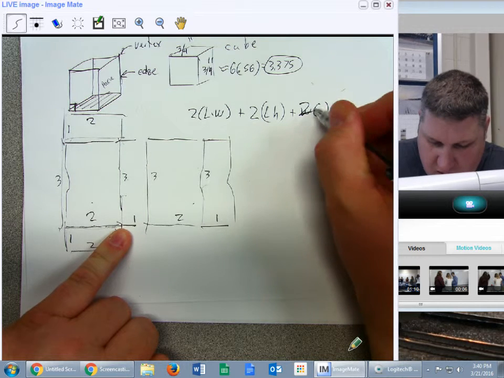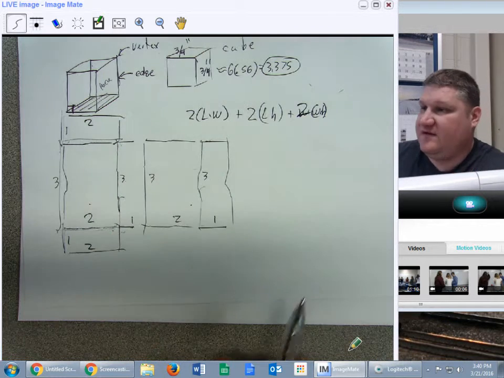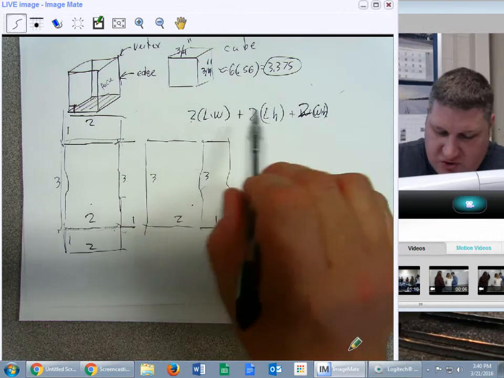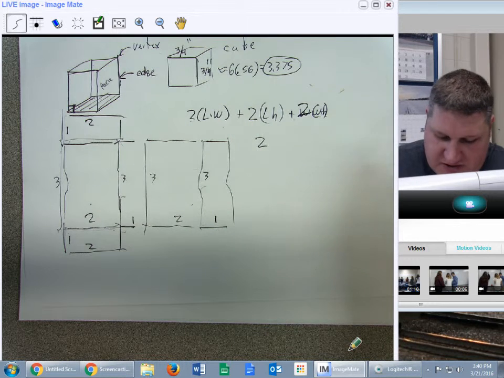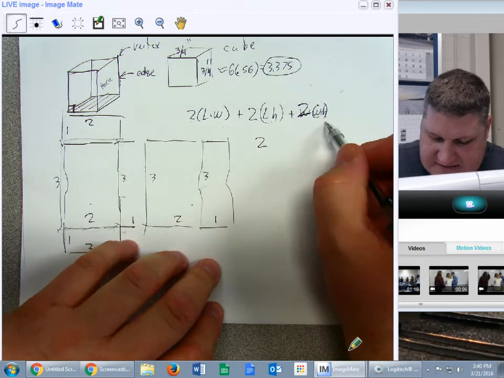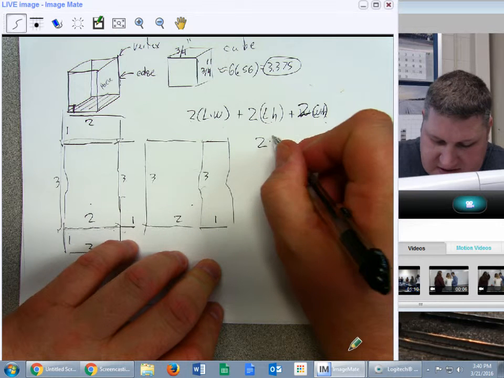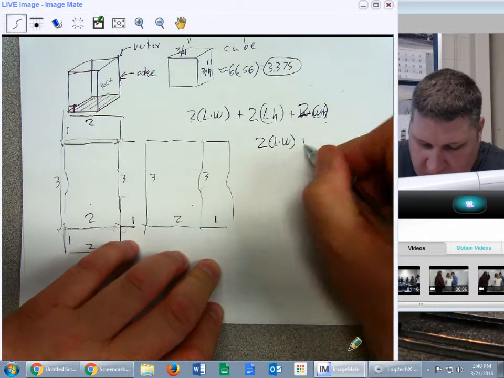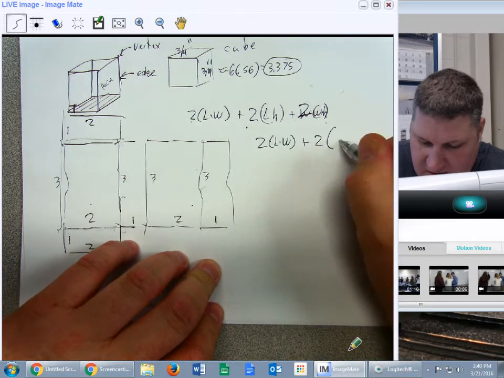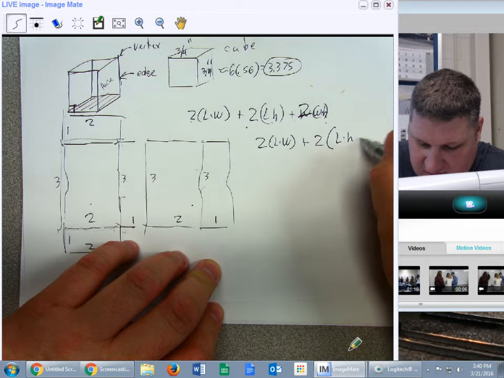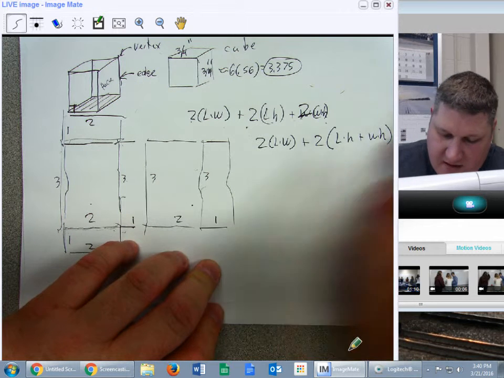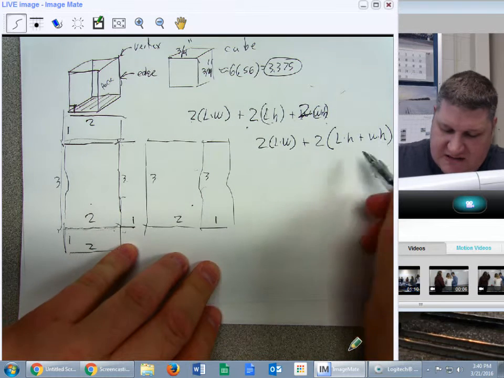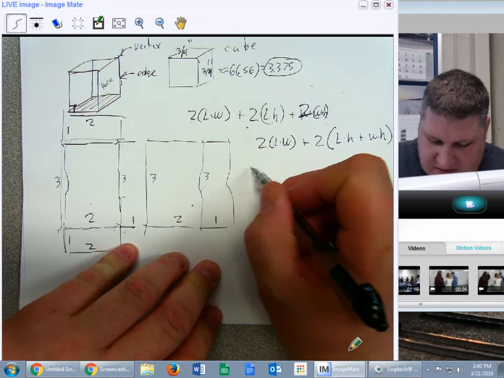So 2 width times height. Well, that's all nice, except for the fact I have a 2 in each place. I also have heights in these two. So I could say 2 length times width plus, take a 2 out, and that leaves length times height plus width times height. Okay, and so we put all these things together.